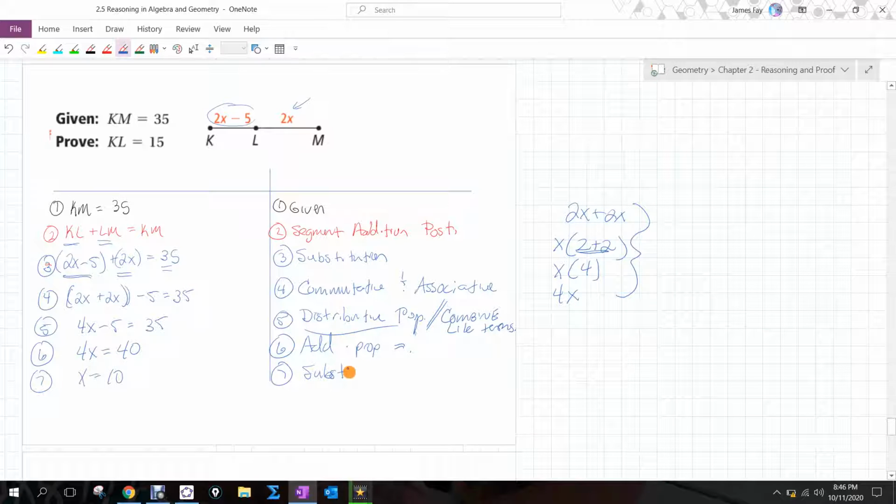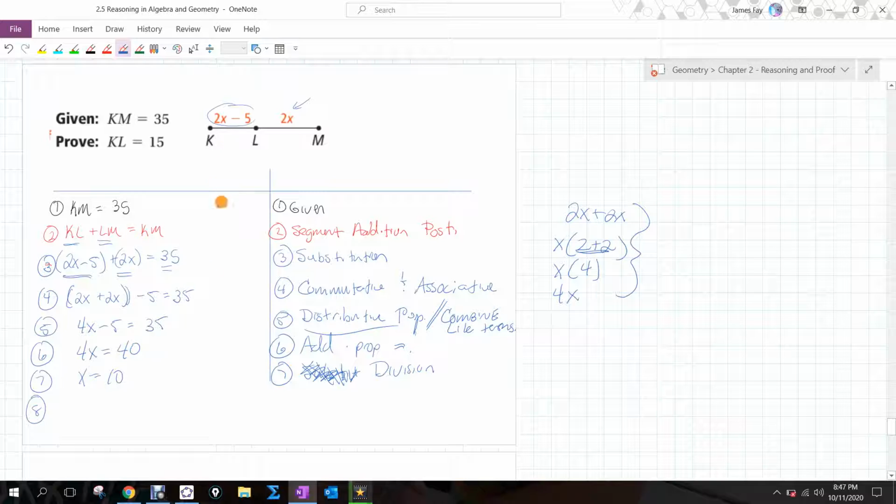Not substitution. Let's do it this way. Obviously we divided. Call it division. Sometimes it's called substitution because we substituted 4x with x and 40 with 10. That's down the road. That's division. You divided both sides.